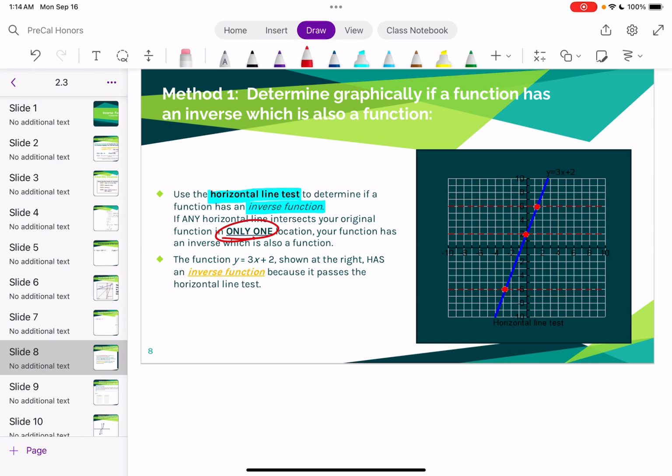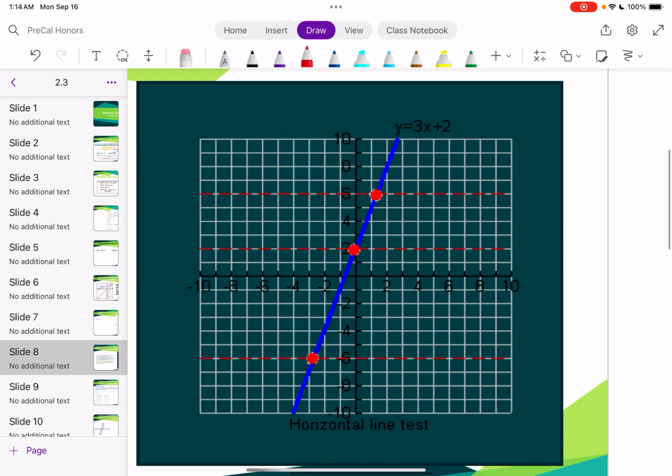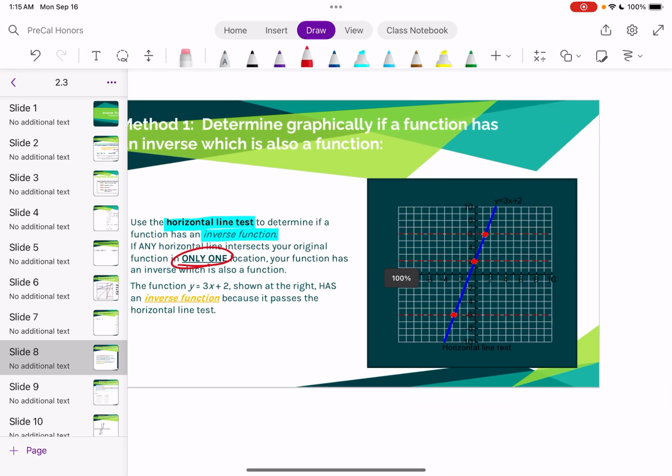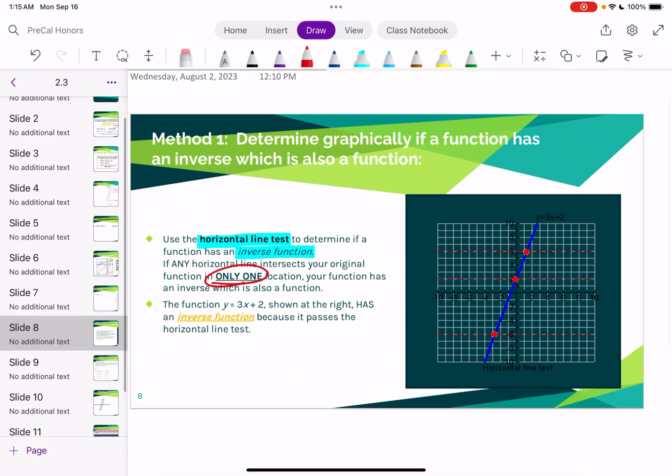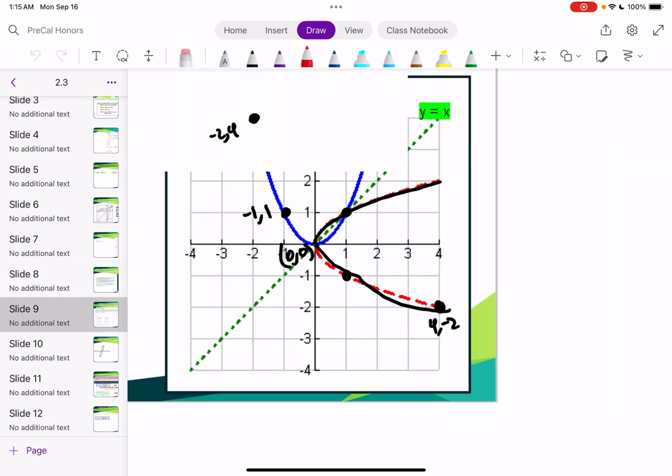Let's go ahead and take a look at the example on the right-hand side. Here we have y is equal to 3x plus 2. As you can see, the line is moving through from left to right. It only hits it once as you're drawing that line, which means it is a function. Let's go ahead and take a look at slide 9.